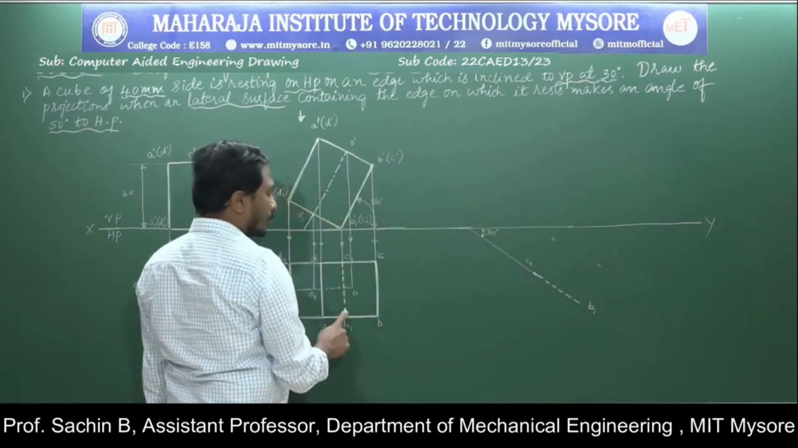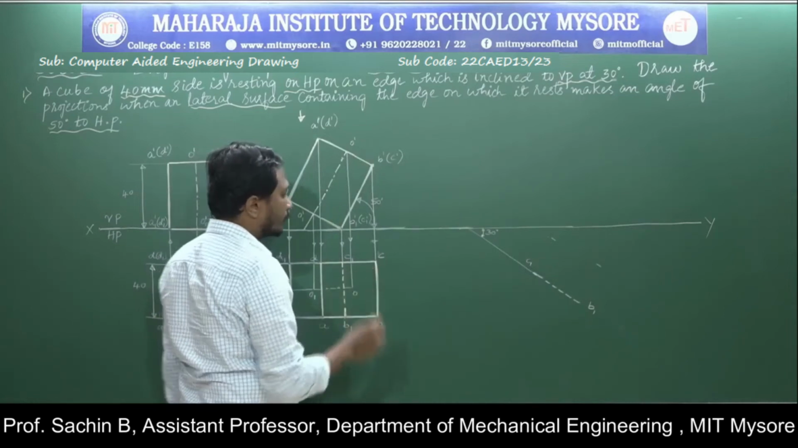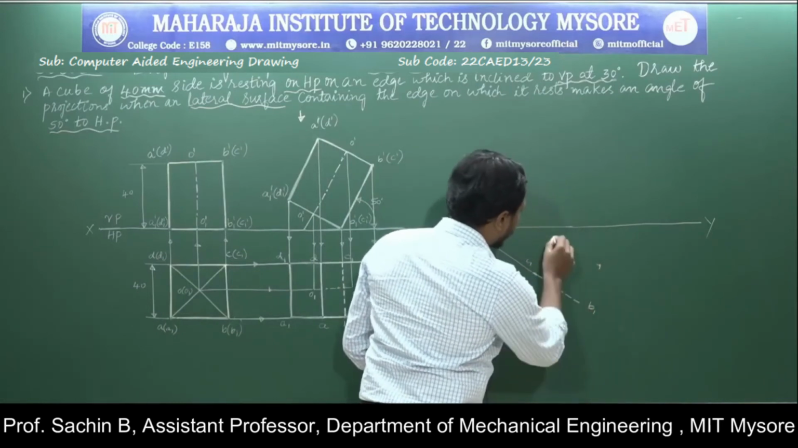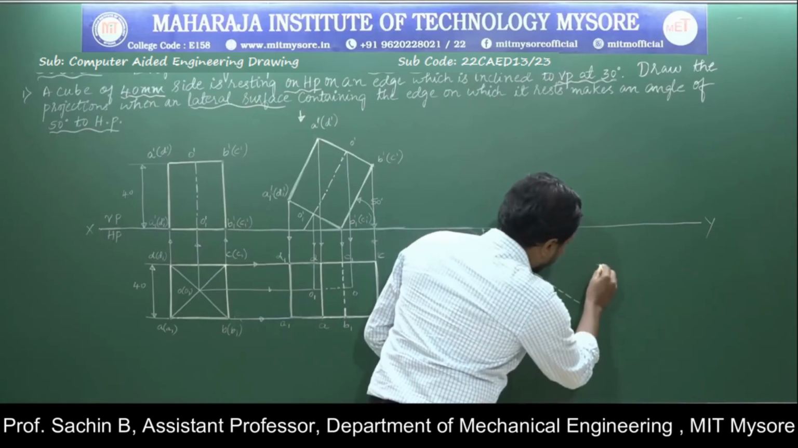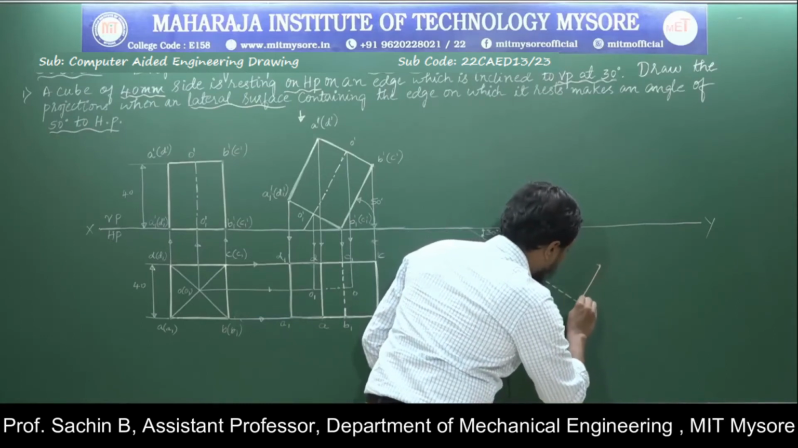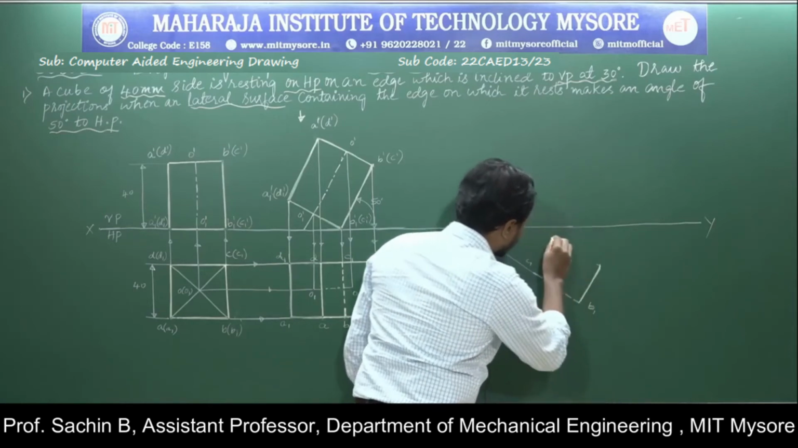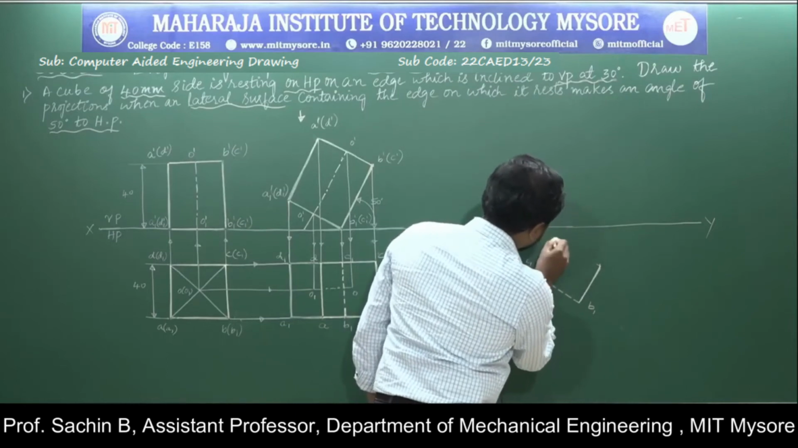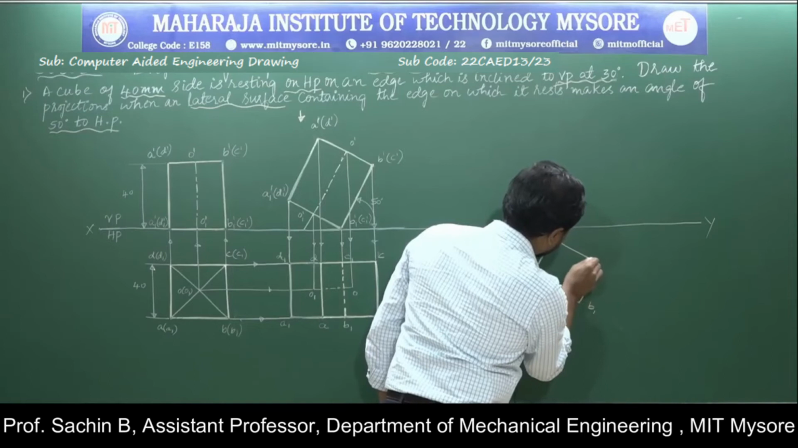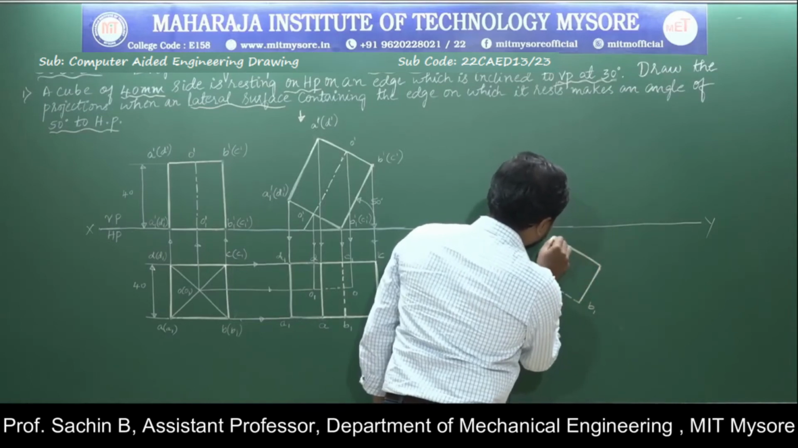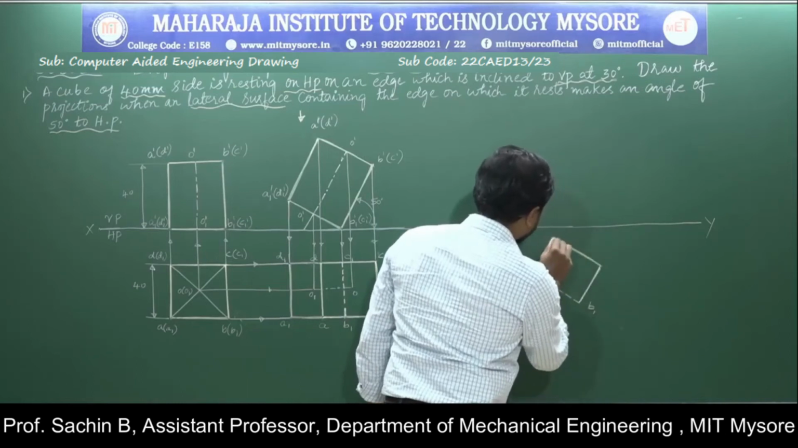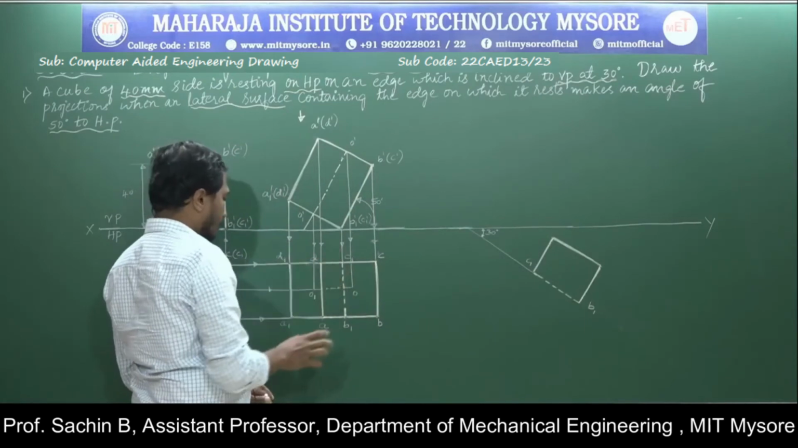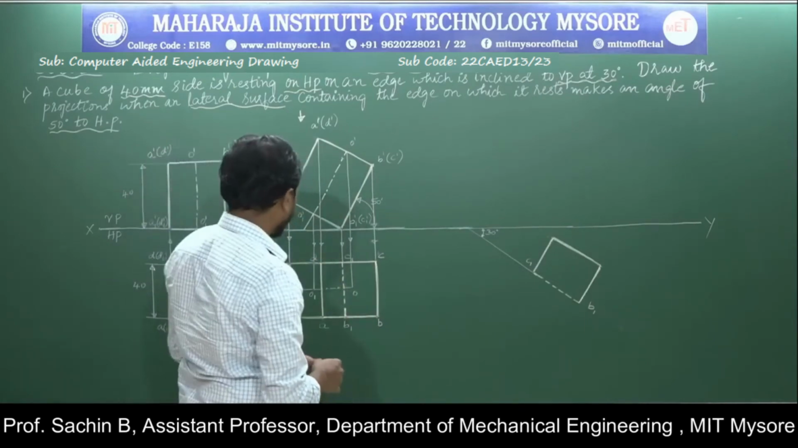Now I will go for the diagonal measurement, that is from B1 to C or from C1 to B. From the C1 end I will cut one arc, and again from the B1 end I will cut another arc. Now I will join it.